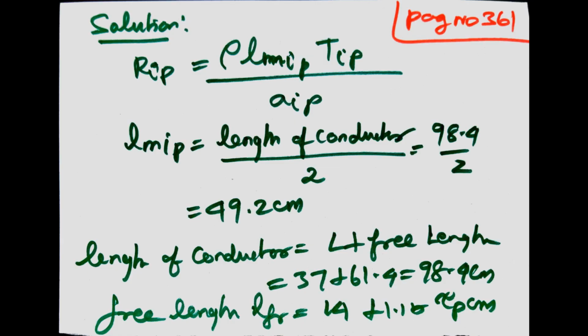Continuation of solution. R_IP, the resistance of an interpole, is equal to rho L_MIP T_IP divided by A_IP. L_MIP is equal to length of conductor divided by 2, 98.4 divided by 2, that is 49.2 centimeter. Length of conductor is capital L plus free length, 37 plus 61.4 is equal to 98.4 centimeter. Free length L_FR is equal to 14 plus 1.15 tau_p per centimeter. We explained that formula in theory classes.